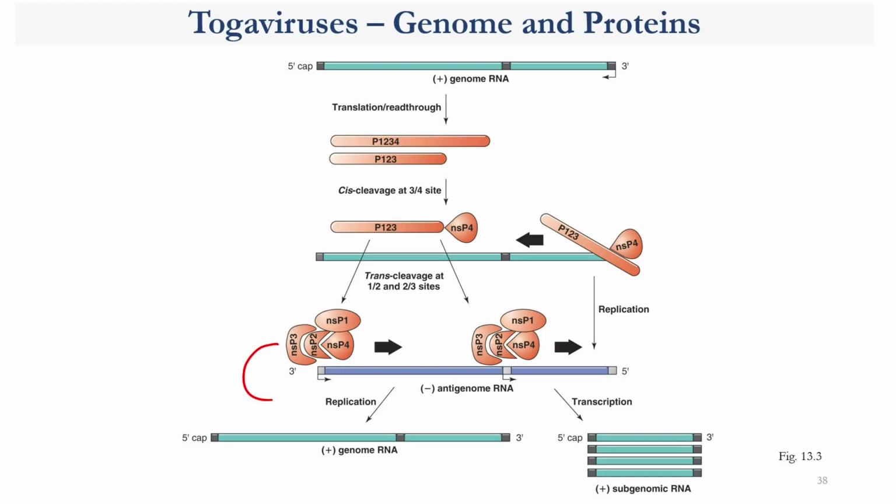From there, you can replicate, make genomic RNA. You can carry out transcription to make subgenomic RNA, okay? So how you process the proteins will determine how you replicate the genome, or whether you replicate the genome or transcribe the genome. So in this case, you're making subgenomic RNA, which will now get translated into your various structural proteins, okay?